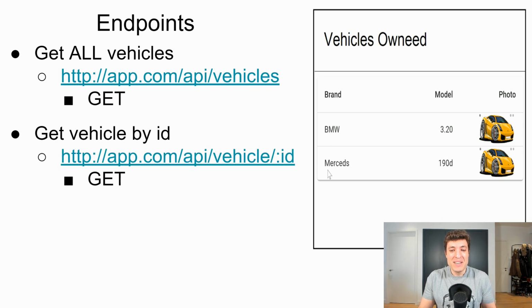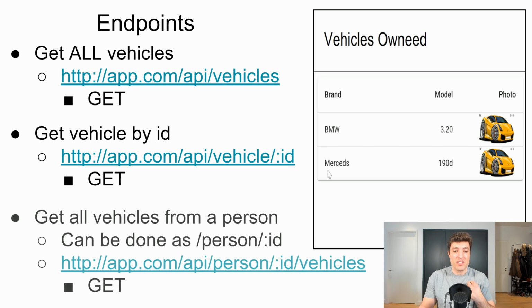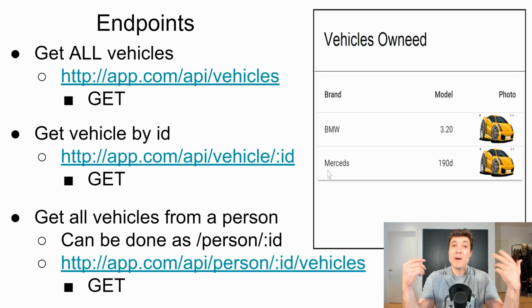And lastly, if we want to get only the vehicles from a specific person, we can opt for two different variations. The first one, we can use the endpoint that we created in the previous screen, /person/ID, and one of the properties will be the array of vehicles. But imagine that that array of vehicles is really big, let's say 200 vehicles, and you never use that array except on this specific screen.